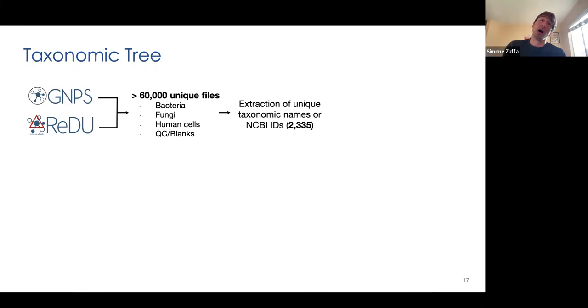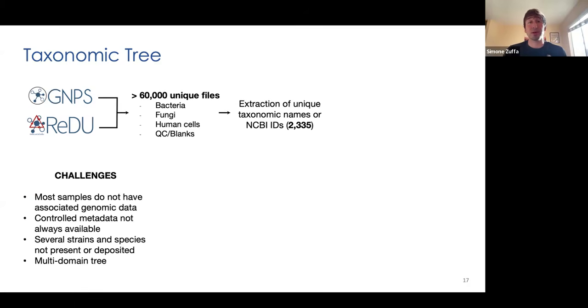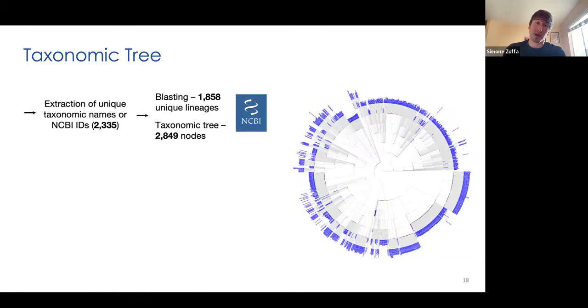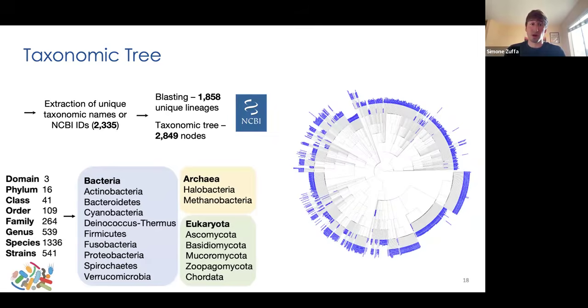We decided to construct a taxonomic tree instead of a phylogenetic tree because all the samples that we were able to collect did not have associated genomic data, so we were not able to compare them genomically in an accurate way. Also, some of them were novel strains that were not yet deposited in NCBI, and we also had to overcome the fact that we had to generate a multi-domain tree. So using the NCBI IDs, we were able to reconstruct around 2,000 unique lineages that were then collapsed into a taxonomic tree of almost 3,000 nodes.